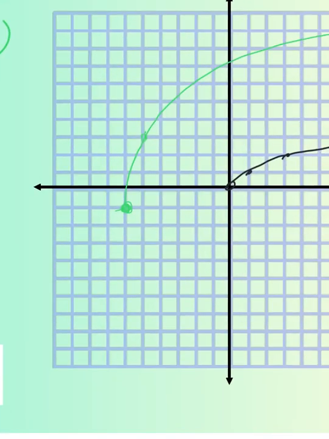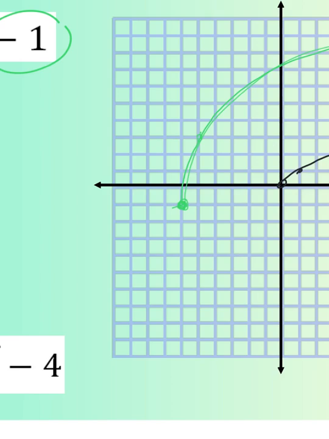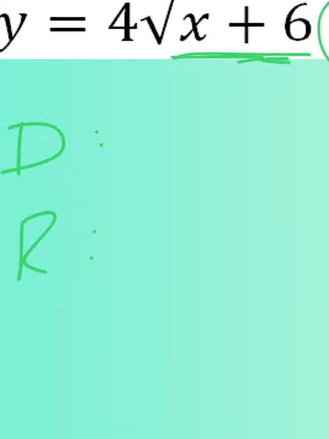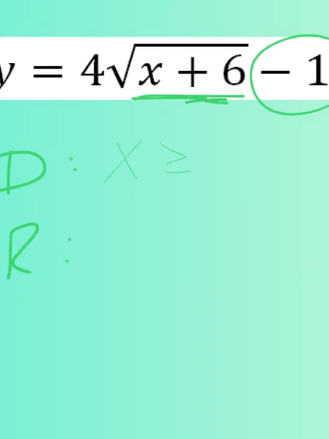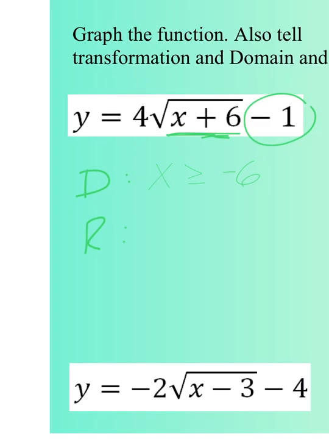We went left 6, and then the graph goes up and to the right in this case, right? So along the x-axis, I'm starting left 6, and then I'm going everything to the right of this. So x is greater than or equal to -6. There's my domain. I can plug in -6, right? And it makes sense up here too.